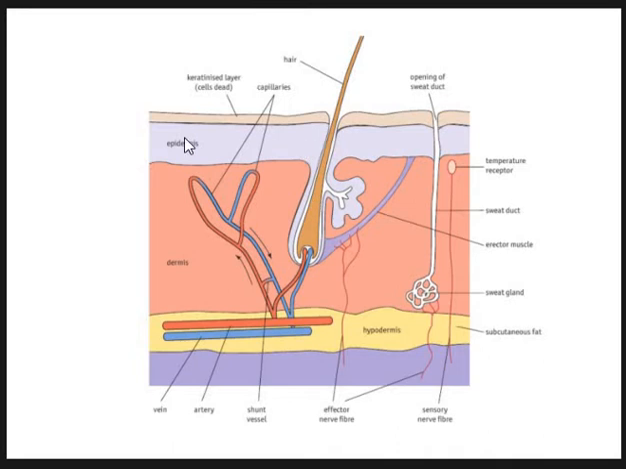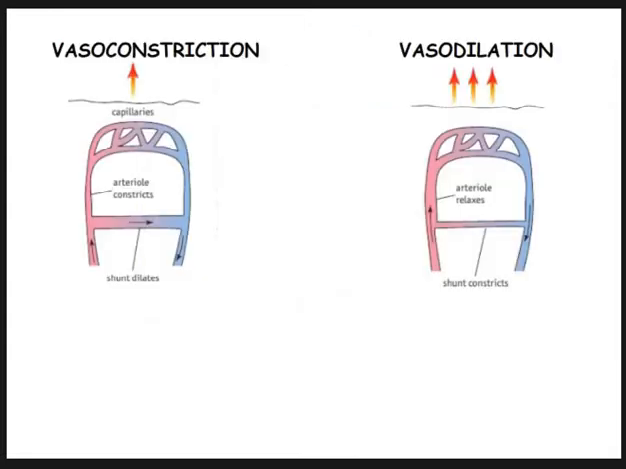Now, it's this bit here that's interesting, particularly in terms of this bit here called the shunt vessel. And this is the bit that either constricts or dilates, and it basically controls the flow of blood up to the surface of the skin. Okay, remember, these are not moving up and moving down. That's not what happens. They either widen or constrict, and the shunt either widens or constricts, and either allows more blood or less blood to flow to the skin. So we've got a couple of diagrams here.